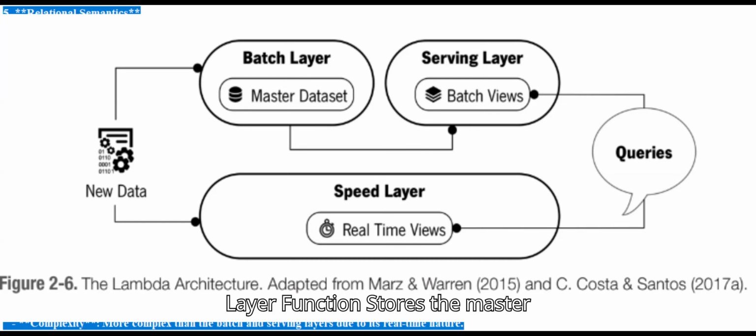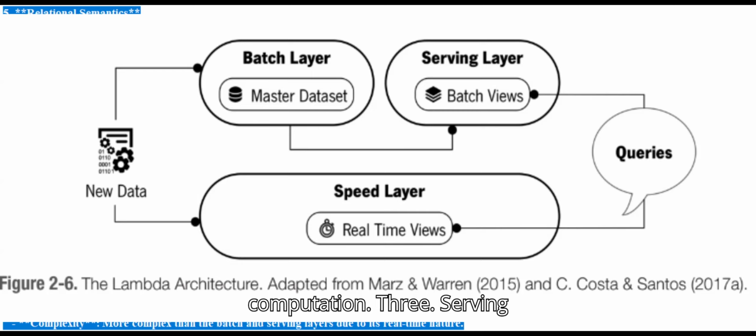2. Batch layer. Function. Stores the master dataset, which is immutable and constantly growing. Process. Computes batch views, which are pre-computed summaries of the master dataset. Efficiency. Batch views improve query efficiency by enabling indexing and random reads. Challenge. High latency in creating batch views, requiring scalable systems for computation.